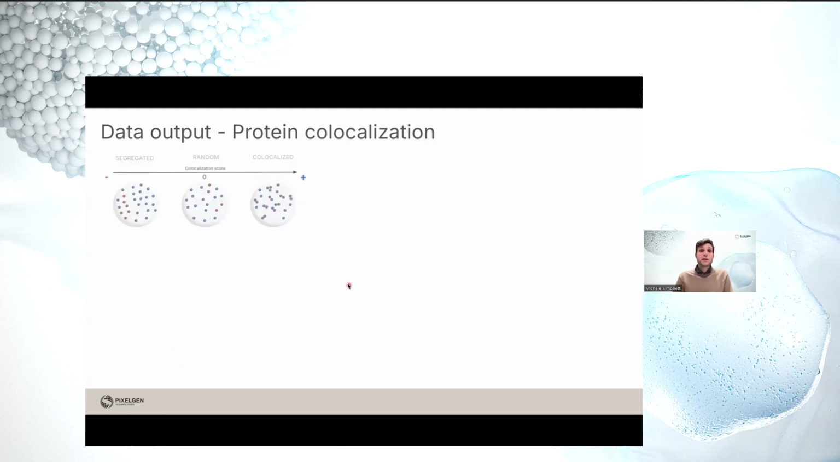The other special metric is the protein colocalization. So also here we have introduced a score, which is called the colocalization score. And in this case, we are looking at pairs of proteins. If we get a score close to 0, that means that they are randomly distributed on the cell surface. If we get a positive score, that means that they are actually colocalizing with each other. Also very interesting is a negative colocalization score. That means that the two proteins are segregating from each other.